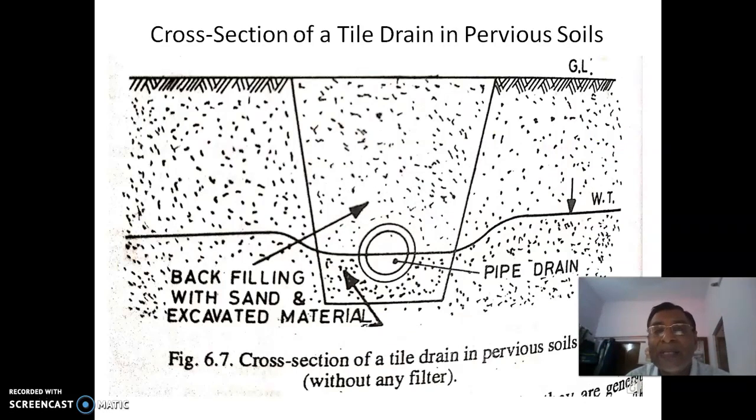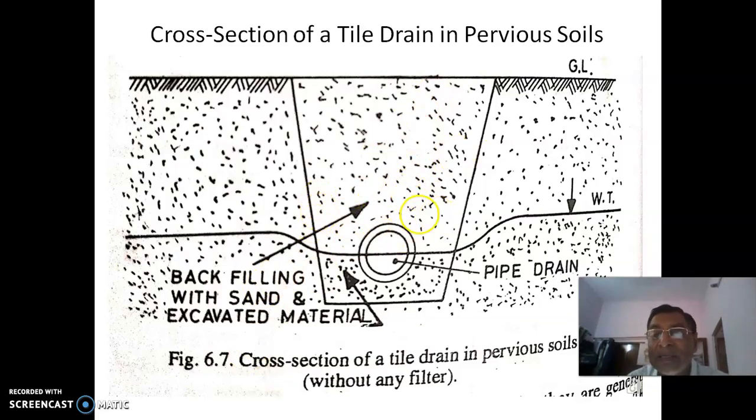Then cross section of tile drain in pervious soils. Okay, if the soils are pervious, you simply provide this pipe drain, backfilling with sand and excavated material itself. You need not put any other material. You simply put the same material here, but there is a pipeline. Not necessarily always you have a depression here. It is a general one. You can put a pipeline here, and then automatically it gets drained.